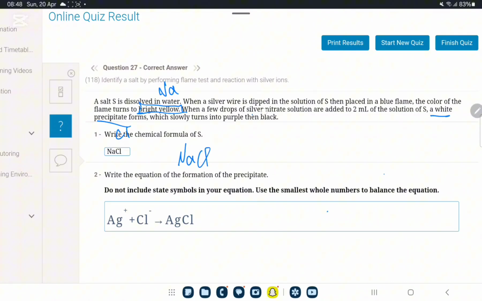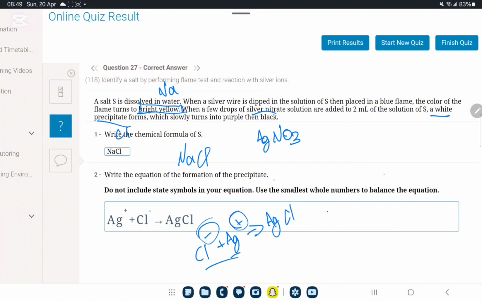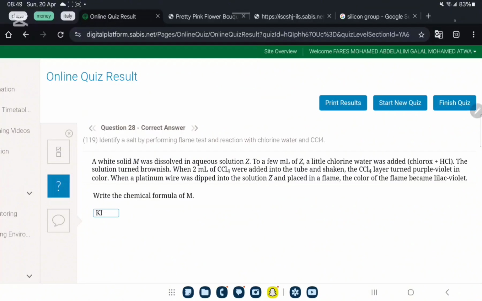They said they added silver nitrate, AgNO3, and we know that it only reacts with the halide ion, so the Cl. So it's Cl minus plus Ag plus produces AgCl. These two orders don't matter. You just write it. Don't forget the charges of the ions.